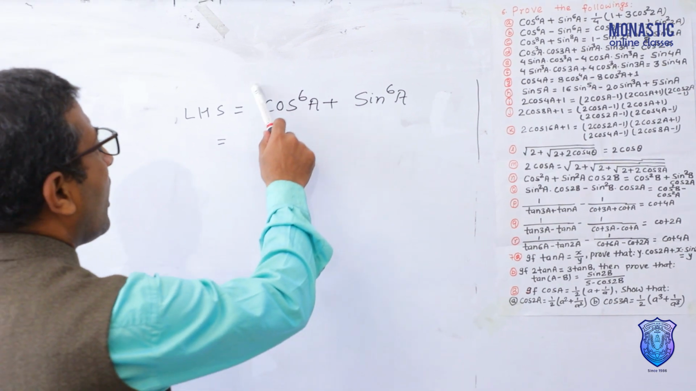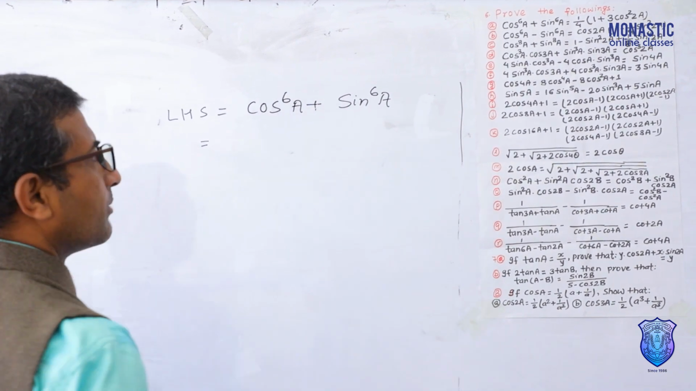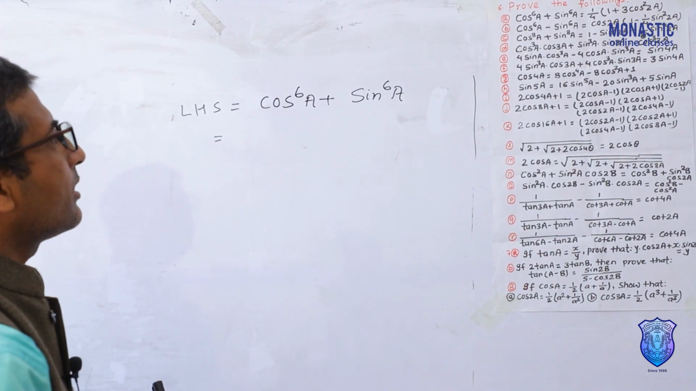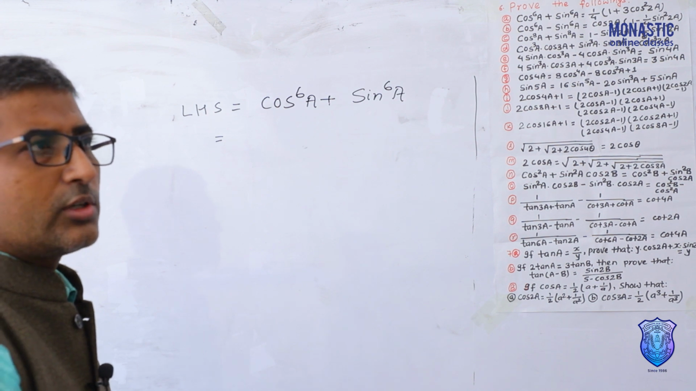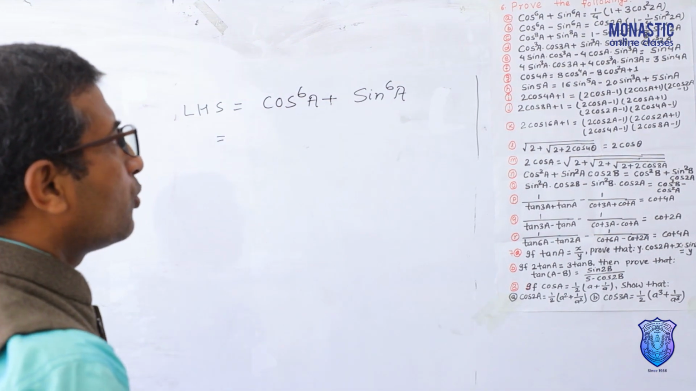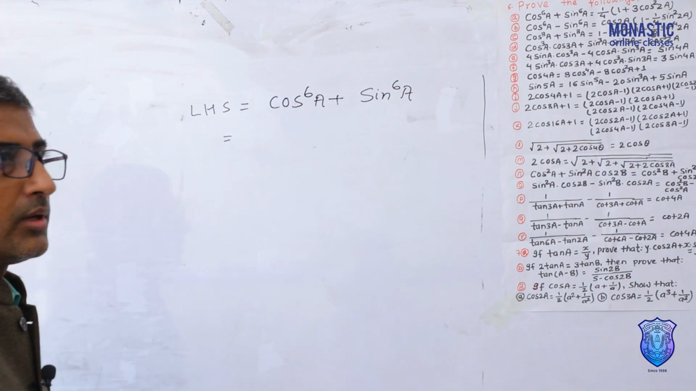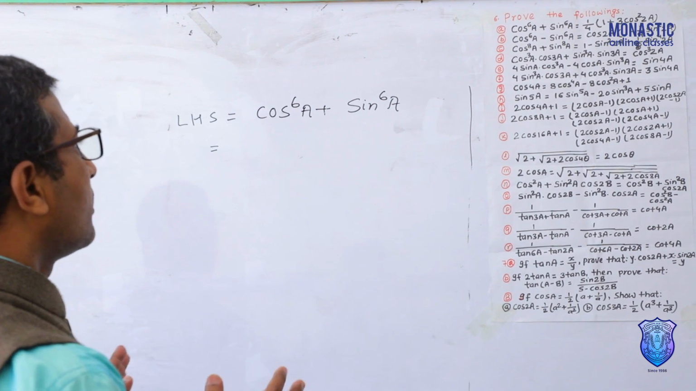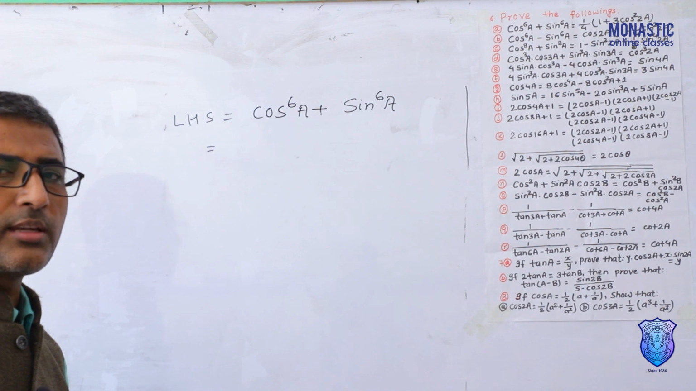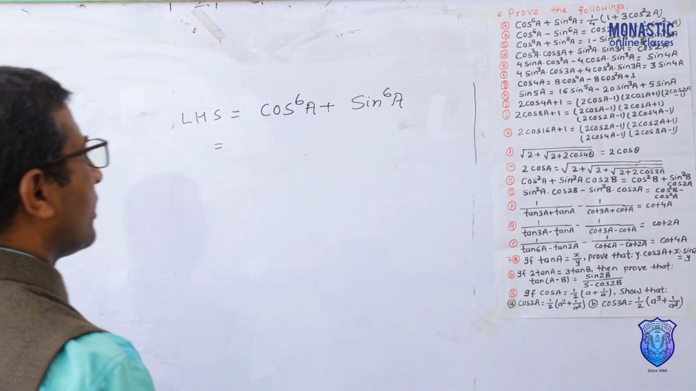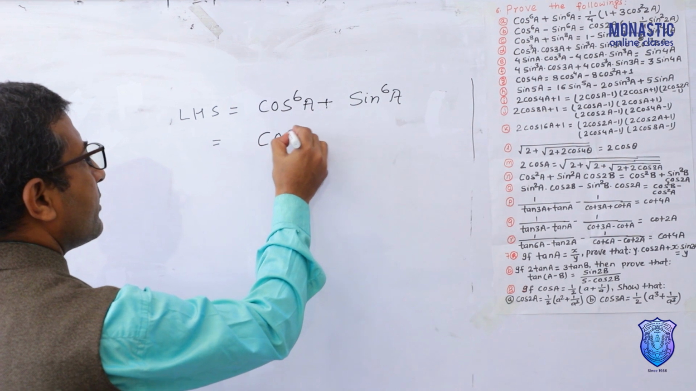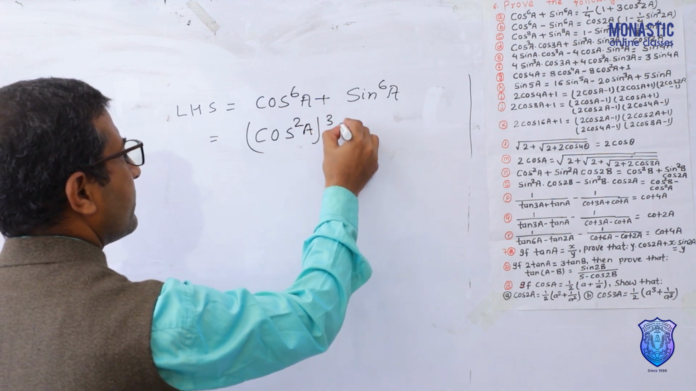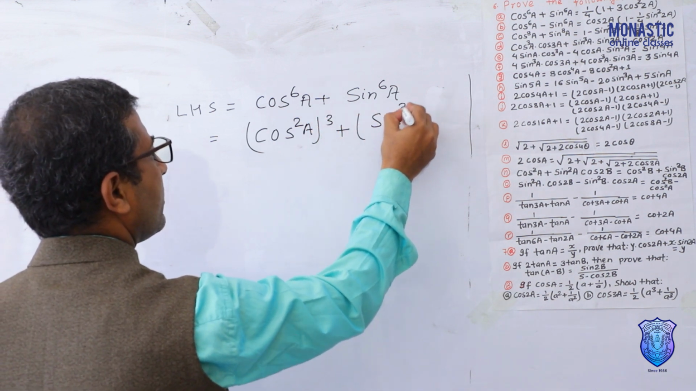Here, how can we write cos to the power 6a? There are two possible ways. Either we can write (cos square a) cube or (cos cube a) square. Which one should we prefer? Here we prefer (cos square a) cube, so that wherever there is cos square a plus sine square a, we can write it as 1. So let's start. We can write this as (cos square a) cube plus (sine square a) cube.